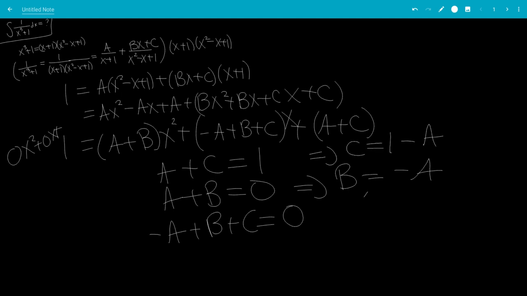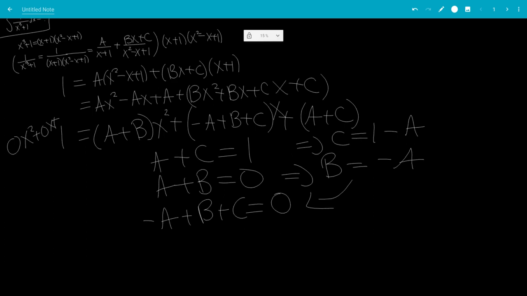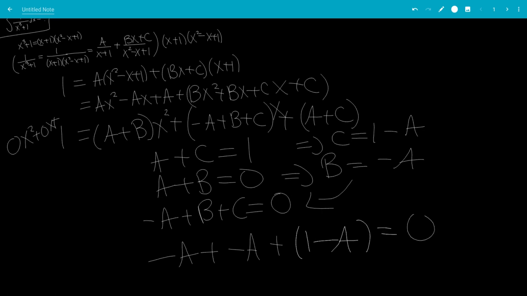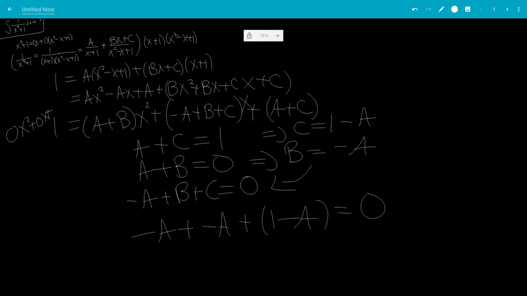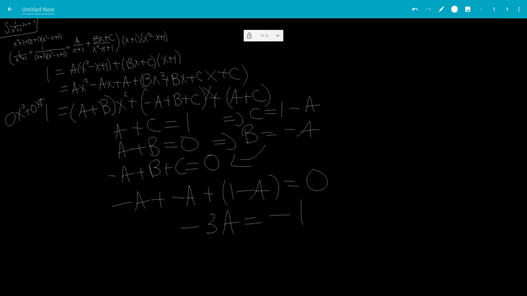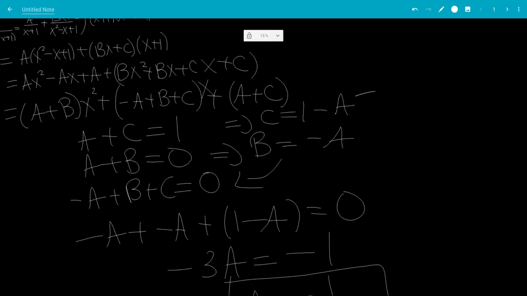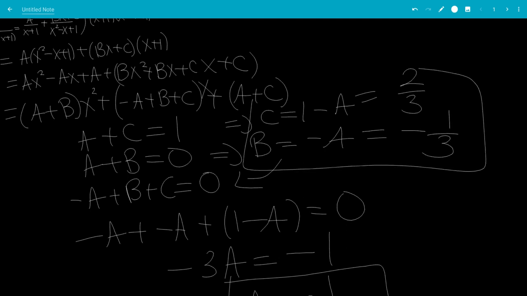So we can plug all this into here, leaving us with minus A plus negative A plus C, which is 1 minus A, equals 0. Minus A minus A minus A will be minus 3A equals, 1 goes to the other side, so that's minus 1. So A is 1/3. Okay. A is 1/3 means that C is 2/3, and that B is minus 1/3. So we have these, and A is 1/3 as before.